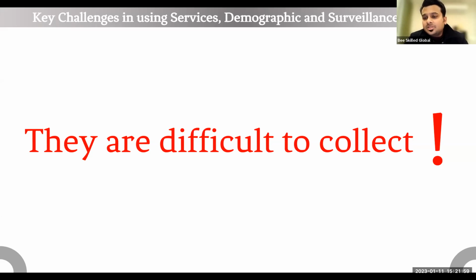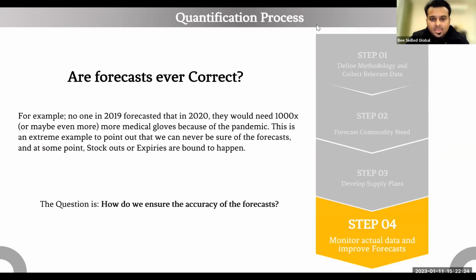So why does it happen? It happens because we're only relying on consumption data. And it's not right. You need to be able to collect other sets of data and triangulate that data together, compare different forecasts together to see how right or wrong you are going. Also, there's one more thing that you can do, which is forecast accuracy.